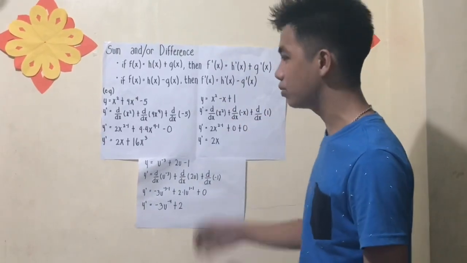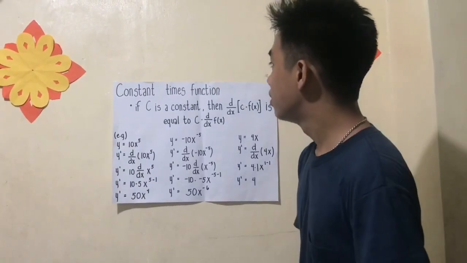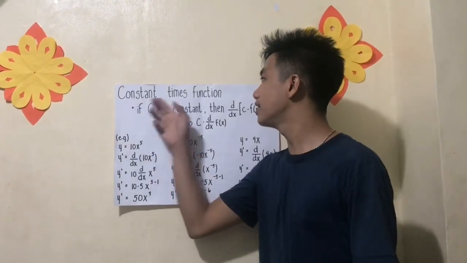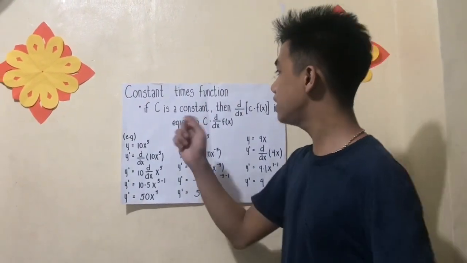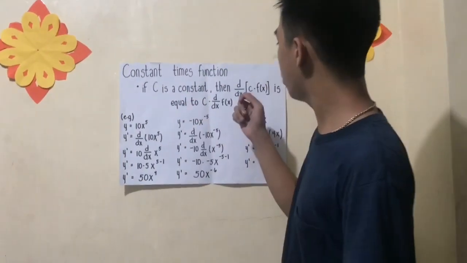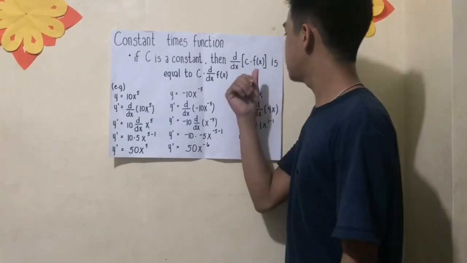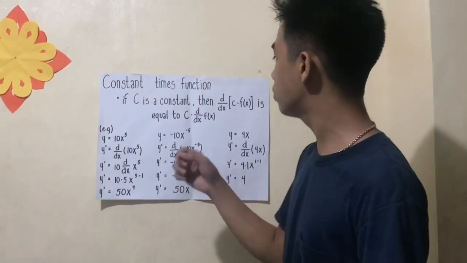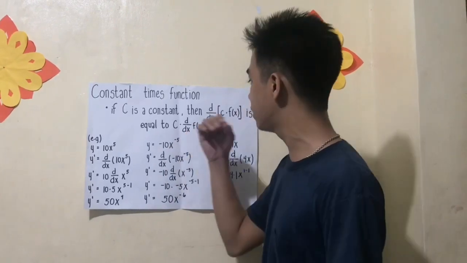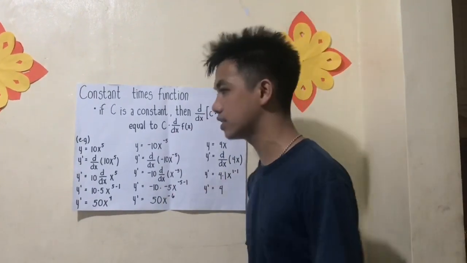So today we will talk about constant times function. If c is a constant, then d over derivative of c times f of x is equal to c times d over derivative of f of x.